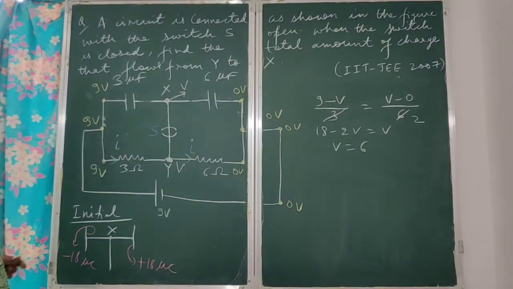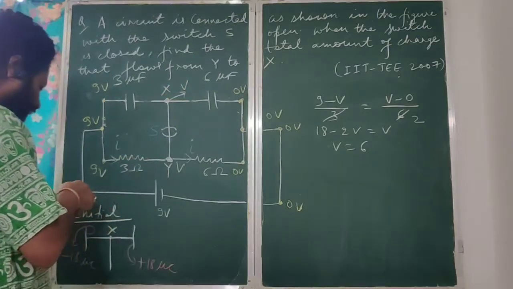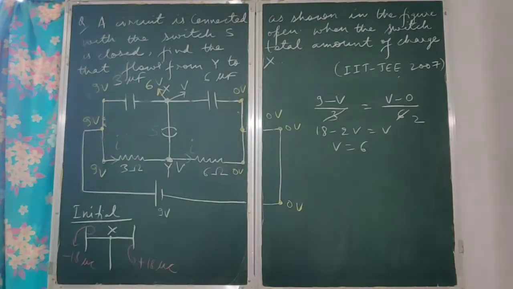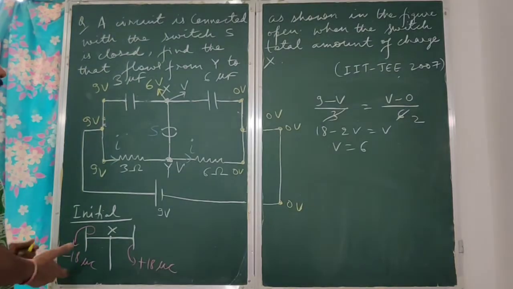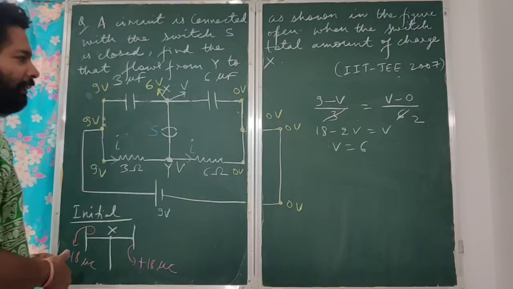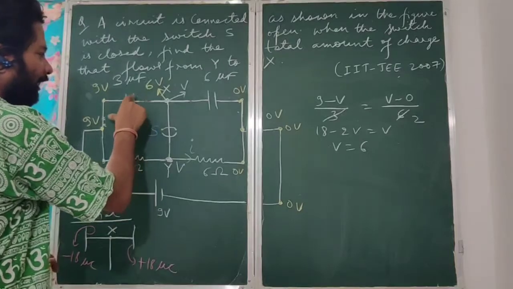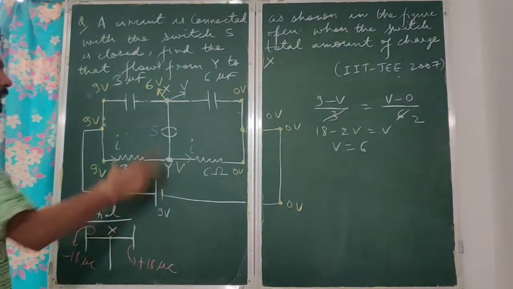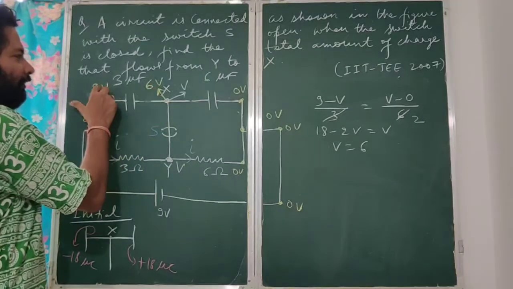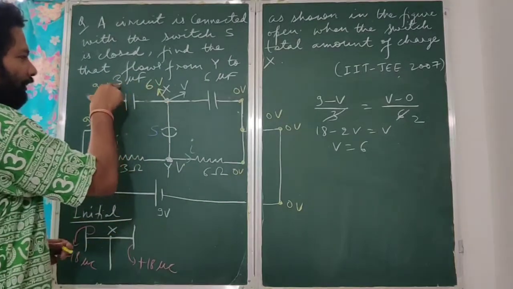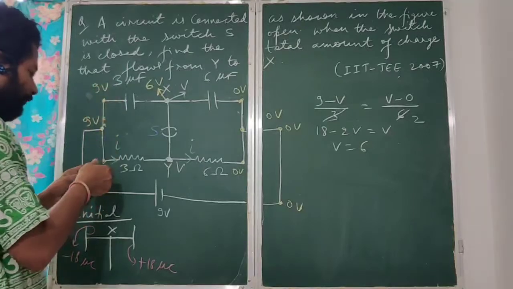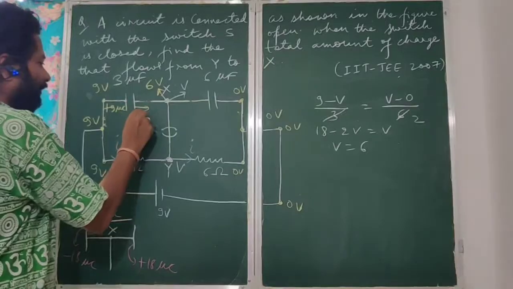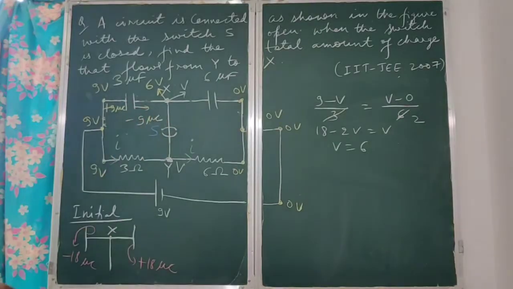How much is that? How much is the potential you have got? You have got here the potential as 6 volt. So now the things will become easy. Now we just need to determine the charge on these plates. How do you do that? Q is equal to C into V. What is the potential difference here? 3 volt. So 3 into 3, 9 microcoulomb. So what will be the charge on this? 9 microcoulomb. On this plate you will have minus 9 microcoulomb.